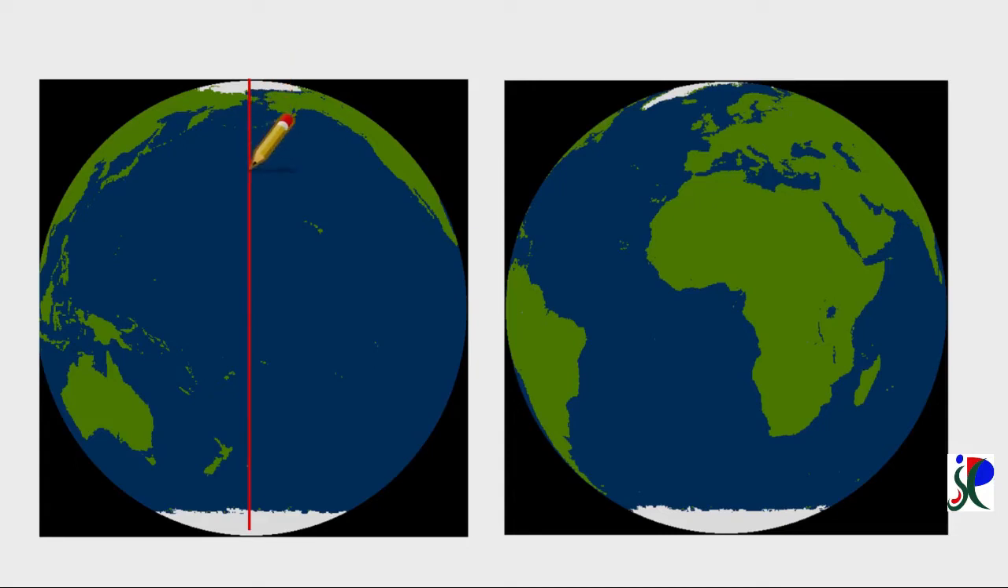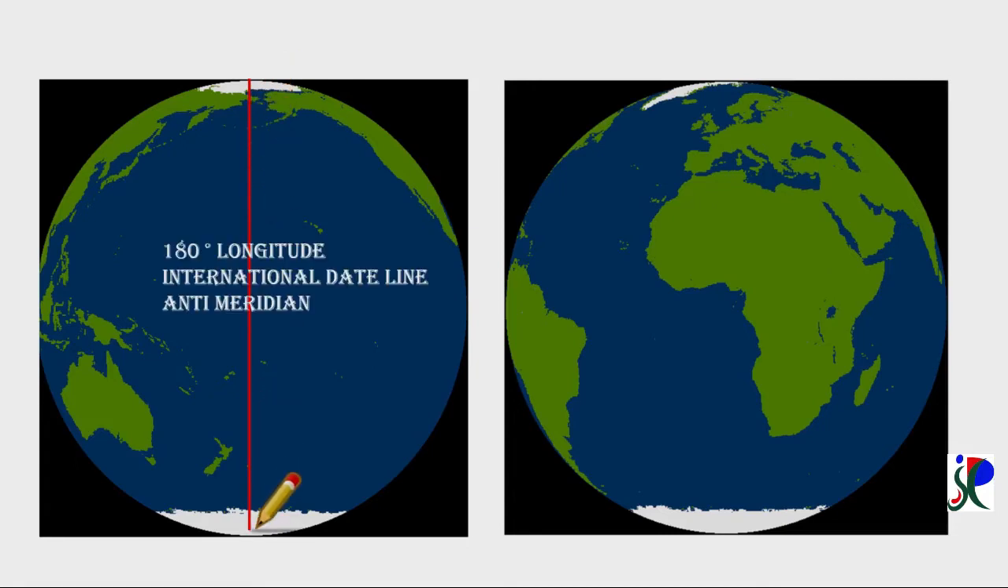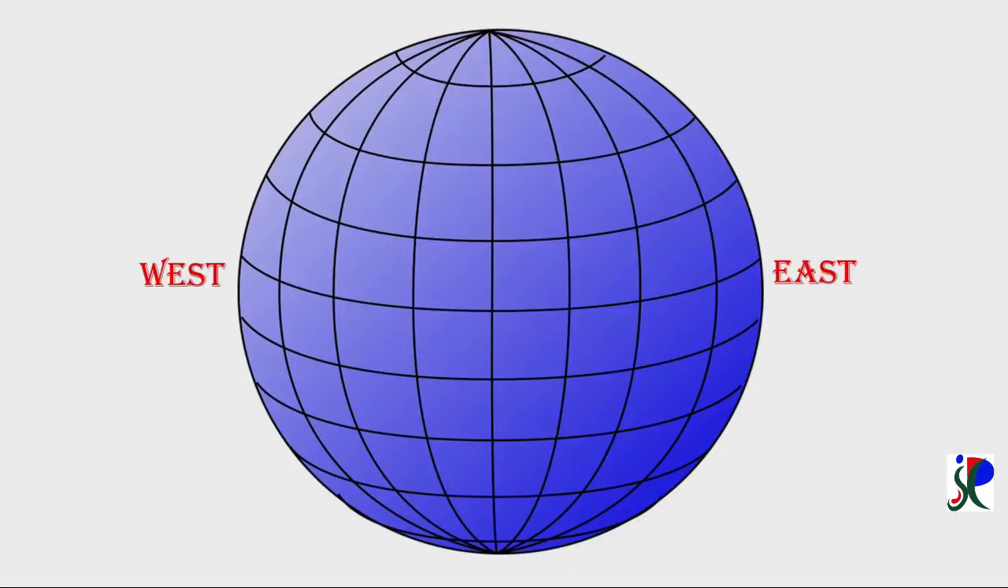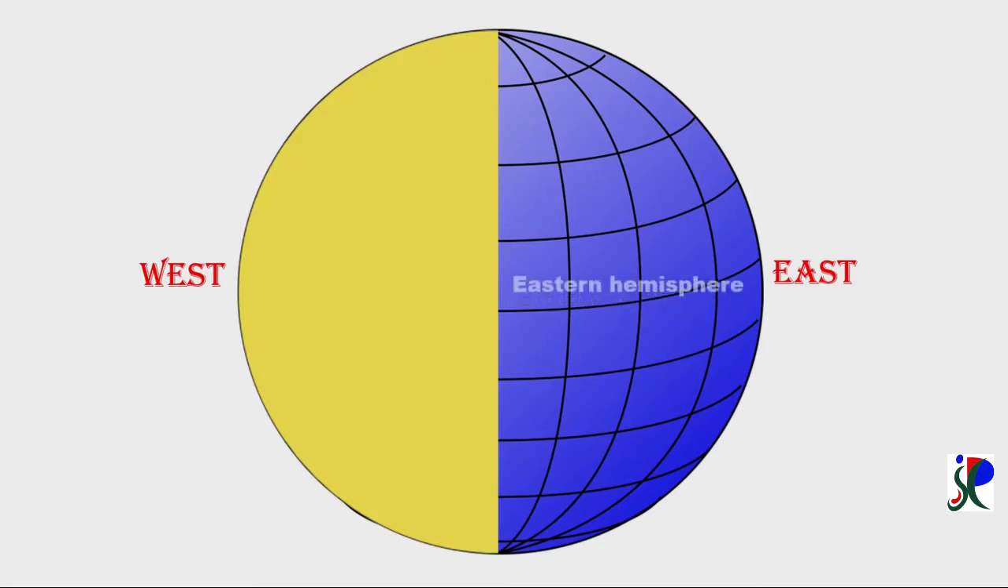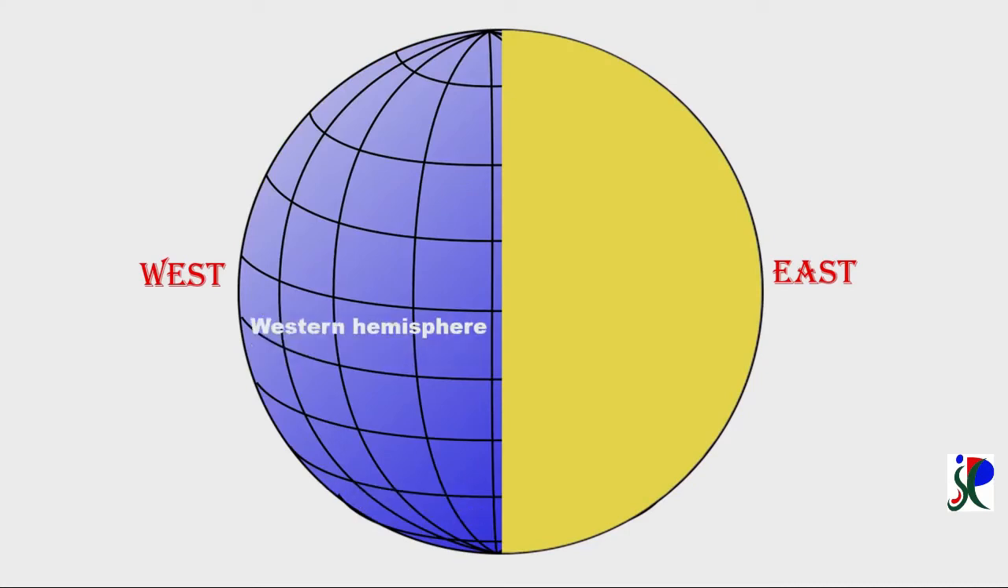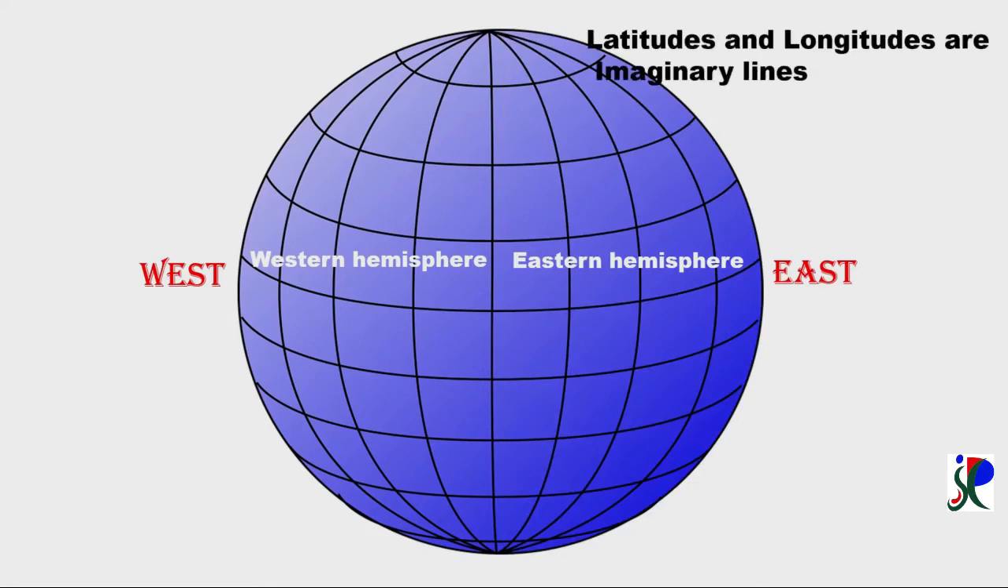The longitude 180 degree directly opposite to 0 degree longitude is called the anti-meridian or international dateline. The east longitudes form the eastern hemisphere and the west longitudes form the western hemisphere. After all this, remember, latitudes and longitudes are imaginary lines.